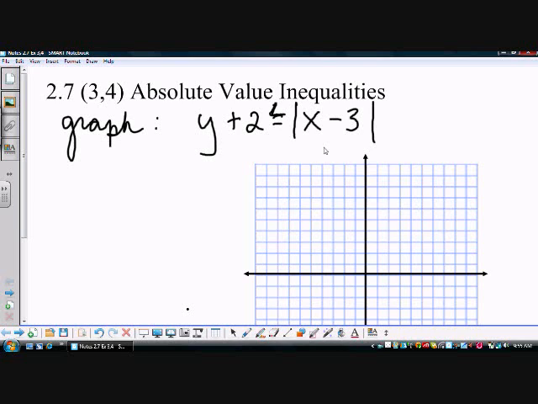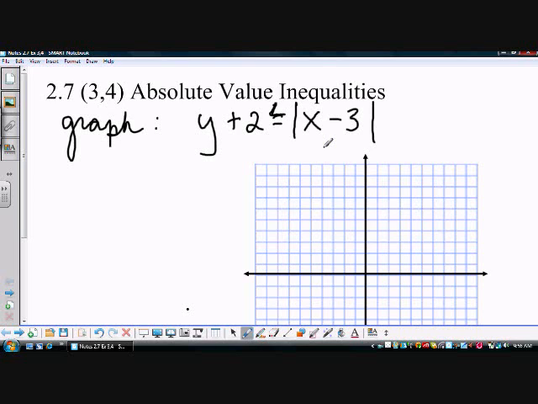So graphing absolute value inequalities, we're going to graph the absolute value, and then we're going to shade. So if I have y plus 2 is less than or equal to the absolute value of x minus 3, I'm going to put this in a little bit easier form for graphing first.